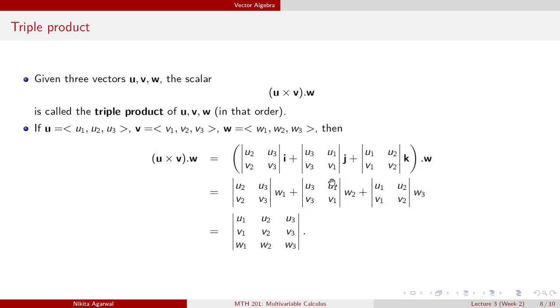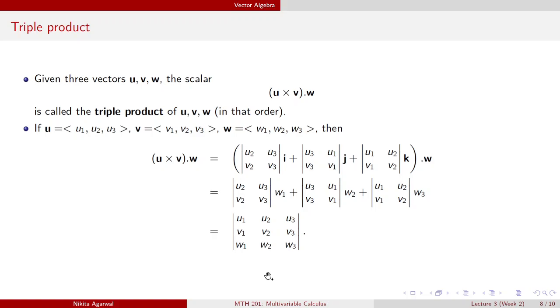Now, this quantity is nothing but the determinant of this 3 by 3 matrix, by expanding along the third row, right? If you compute the determinant of this matrix along the third row, you get W1 times the determinant of this matrix, which is this, plus W2 times this, plus W3 times this. So the triple product has a very useful expression here, right?